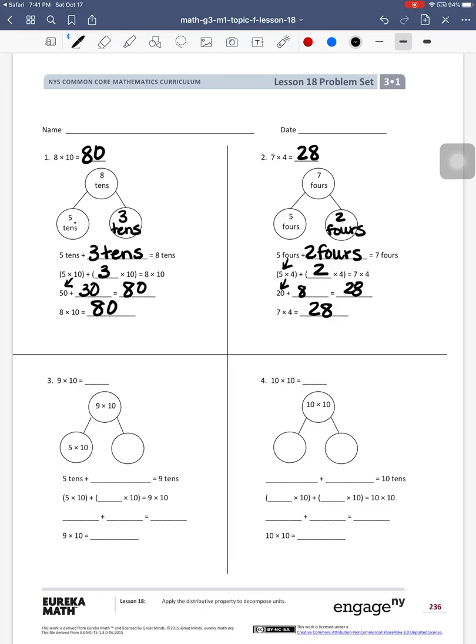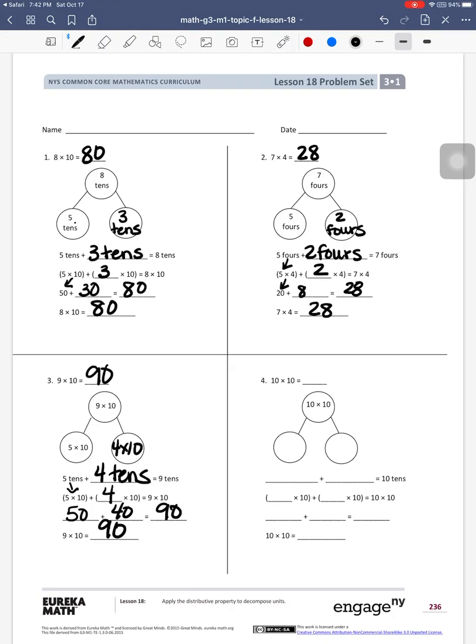9 times 10 equals, well, let's break it apart. So if we have 9 and we subtract 5, what do we have? 4. So this would be 4 times 10. So 5 tens plus 4 tens equals 9 tens. 5 times 10, that's what we have here. 5 tens is 5 times 10, plus 4 tens is 4 times 10 equals 9 times 10. What does 5 times 10 equal? Right, 50. What does 4 times 10 equal? Right, 40. 50 plus 40 equals 90. 9 times 10 equals 90.